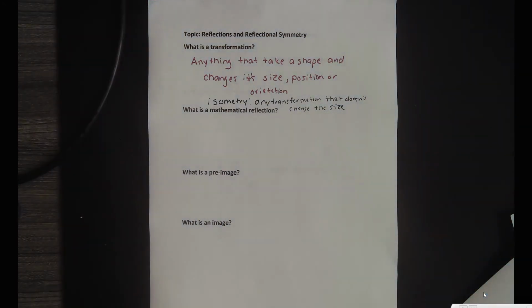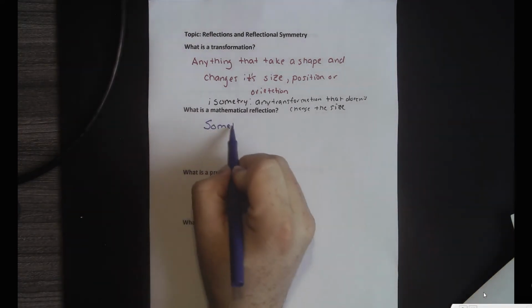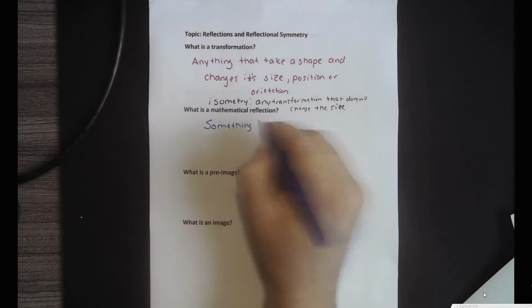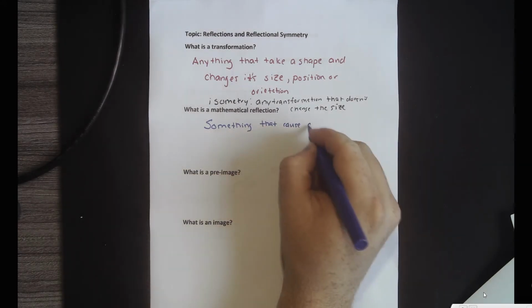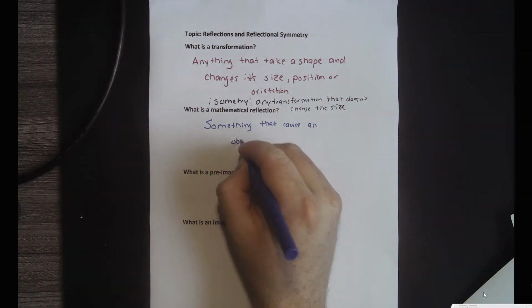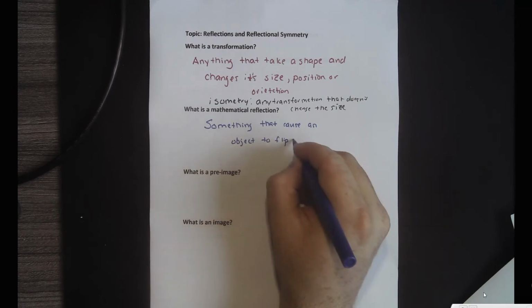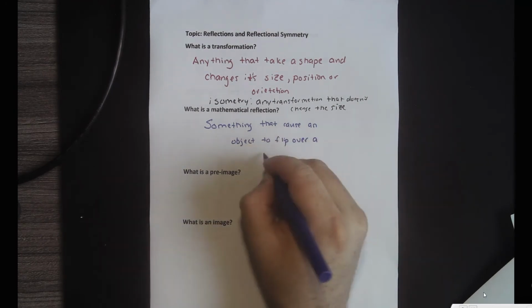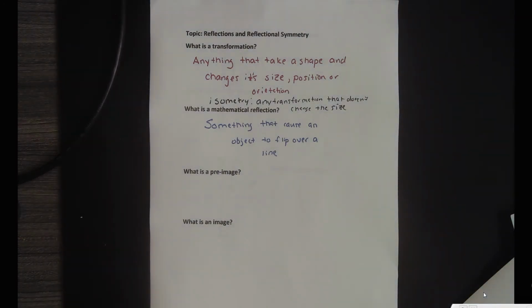What is a mathematical reflection? A mathematical reflection is basically something that causes an object to flip over a line. That's what we're going to do with our mathematical reflections.